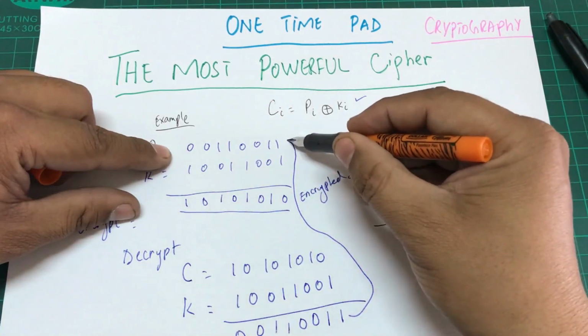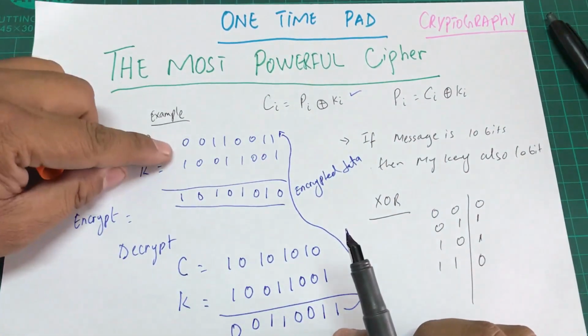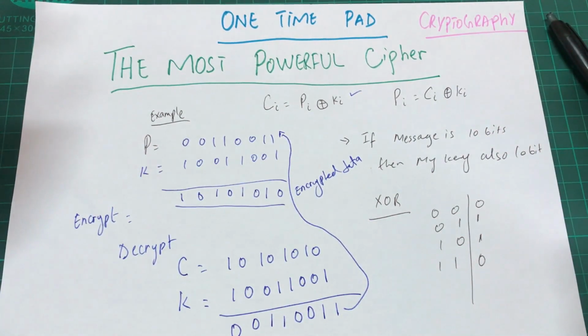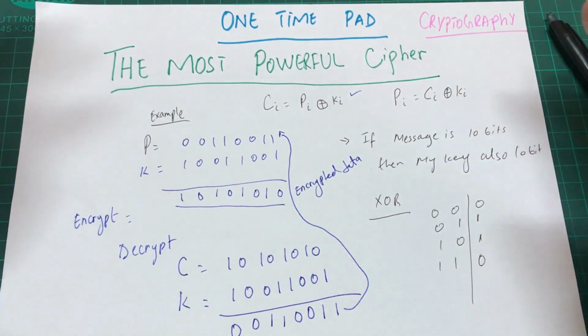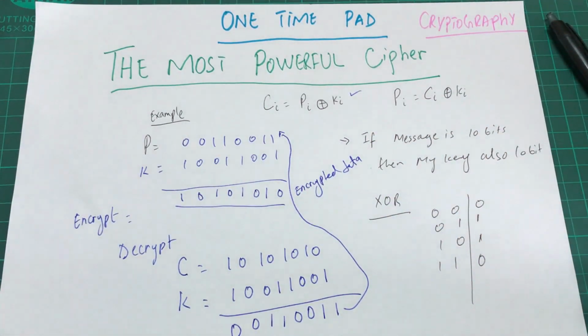This is exactly the same as my plain text. So I got my plain text. Why? Because in modular 2 arithmetic, addition and subtraction are the same, which means, I mean to say, the XOR operation. So I'll get the same thing back. The operation is exactly the same.